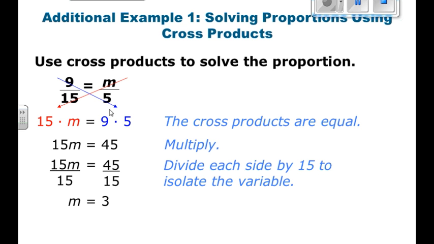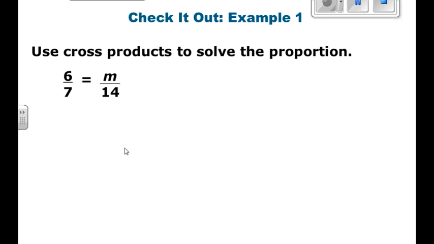So you can think of this also as 5 times 9, we multiply and then we divide. 5 times 9 is 45, divided by 15. And so you can take a little bit of a shortcut here if you don't want to get down into the equation form. Either way will work out. And so try this one out on your own. So pause your video.